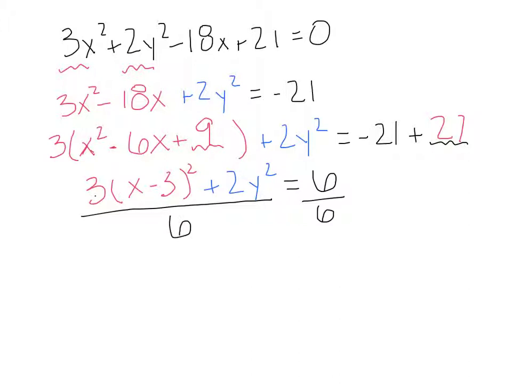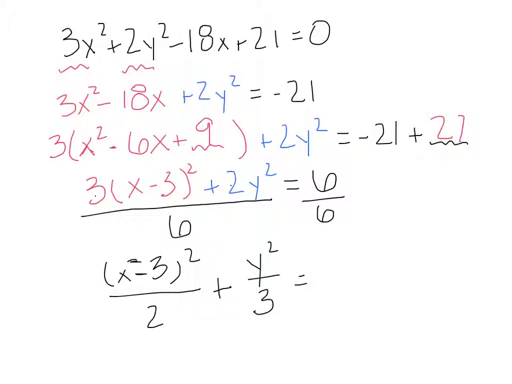So we're going to start out with 3 over 6, which is 1 over 2. So we're going to have x minus 3 squared over 2. My minus sign is messed up. There we go. Plus 2 over 6. That's going to get us 1/3. So we're going to have y squared over 3 equals 1.